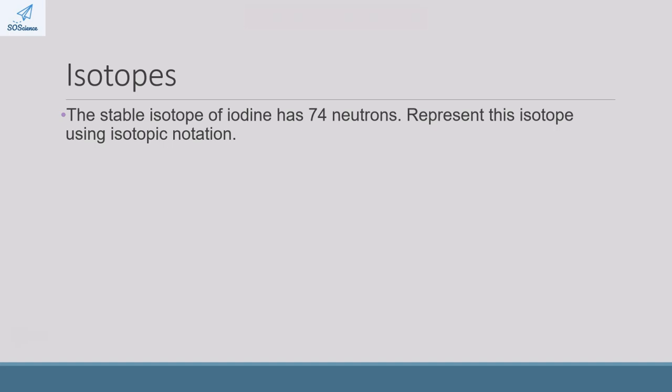Now, this question is a bit tricky because you're only given the number of neutrons. When we represent the isotopic notation, we need the atomic number at the bottom, and we need the full atomic mass on top. And to derive this atomic mass, we need to take the number of neutrons of this isotope, which is 74, and add the number of protons of any iodine atom, which is 53. 74 plus 53 will add up to 127.